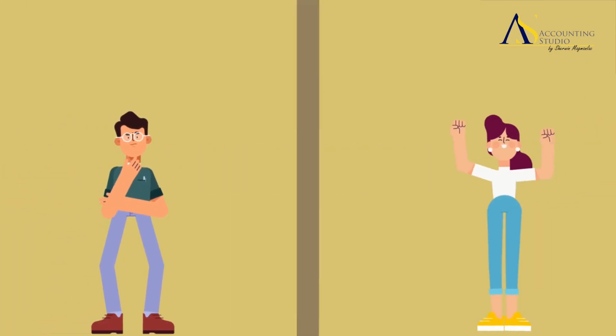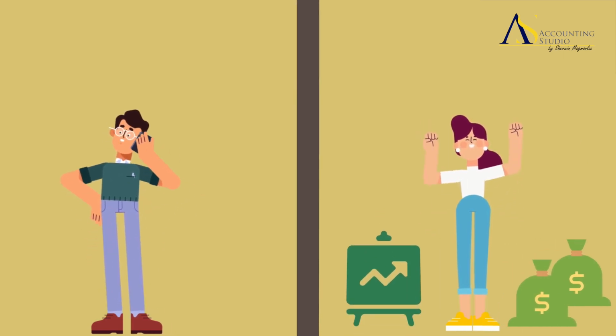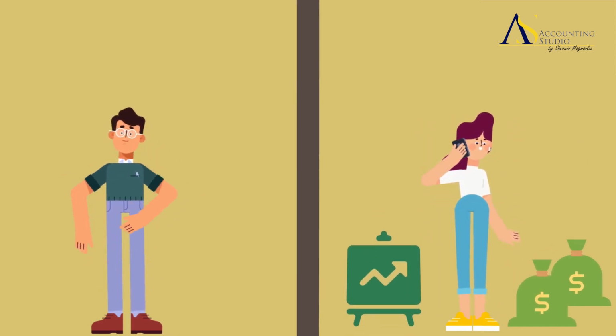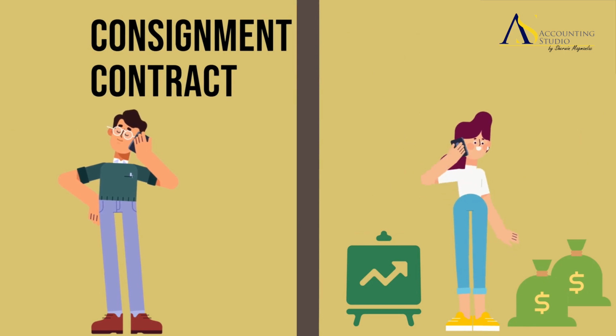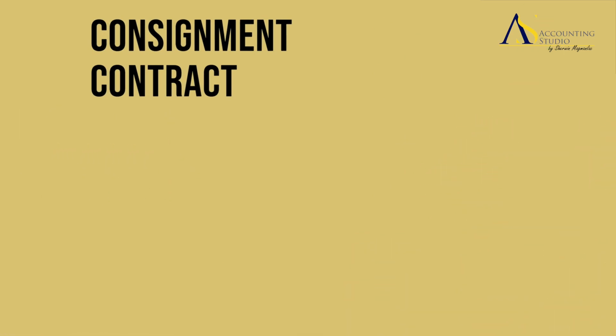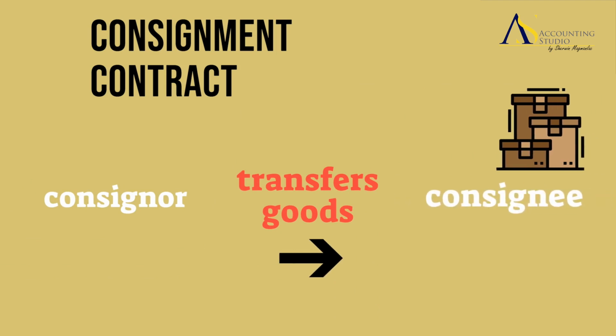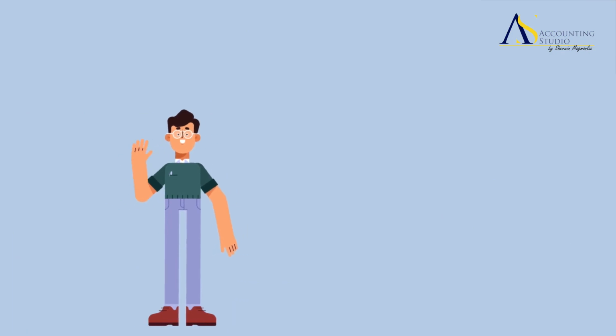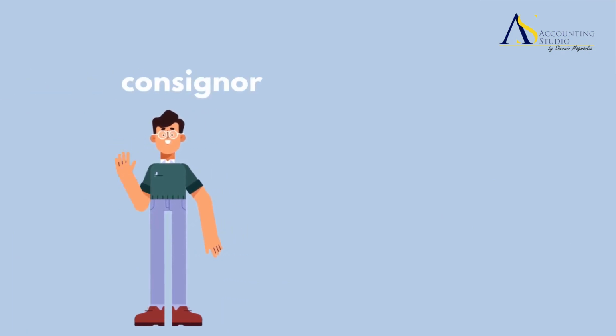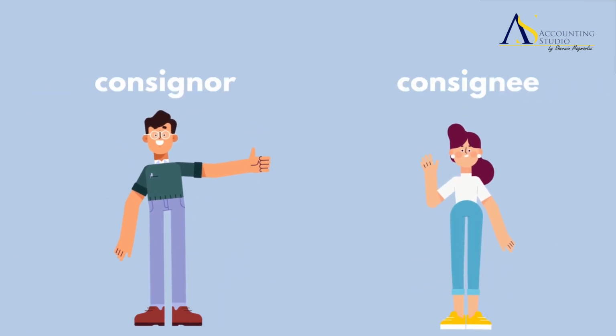Mike noticed that Max is excellent in reselling the gadgets. So, he offered Max to enter into a consignment contract. A consignment contract involves a consignor who transfers goods to a consignee, who acts as an agent of the consignor in selling the goods. In this case, Mike is the consignor and Max is the consignee.